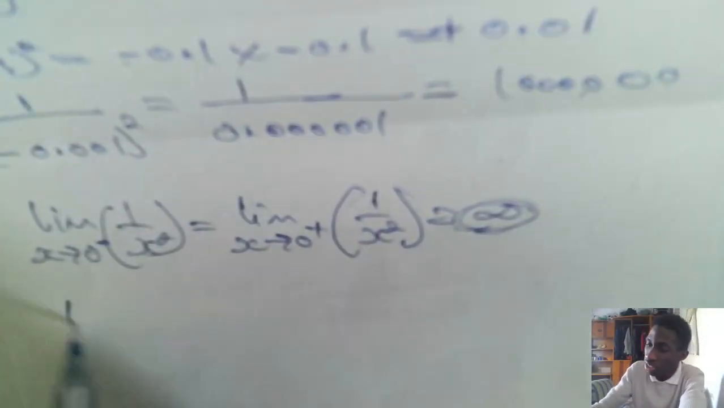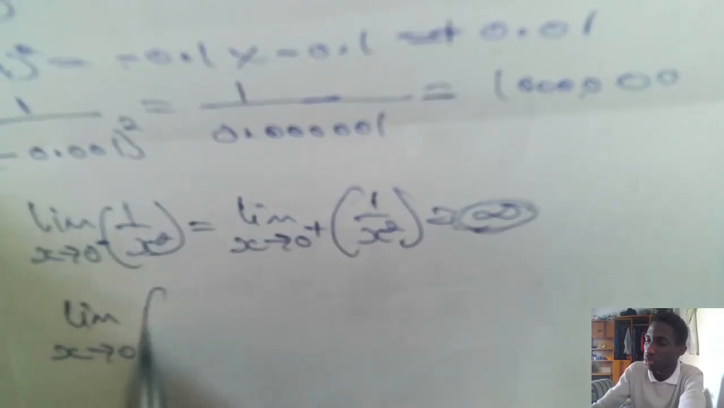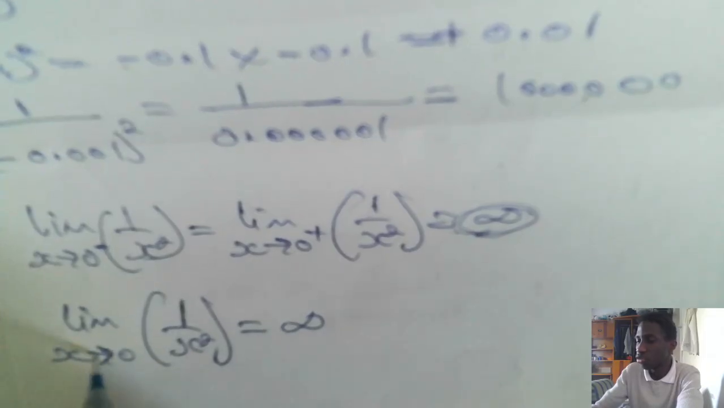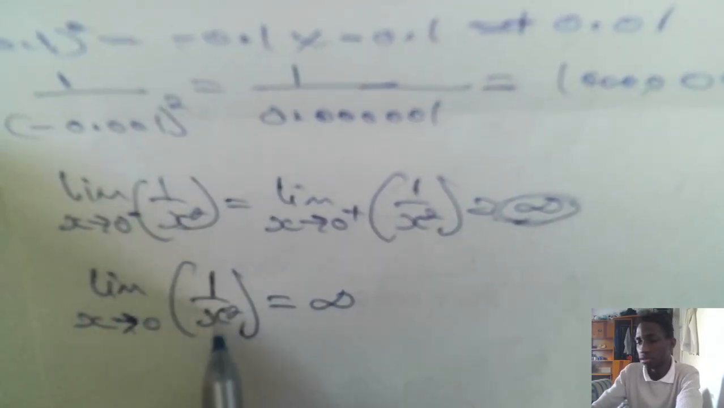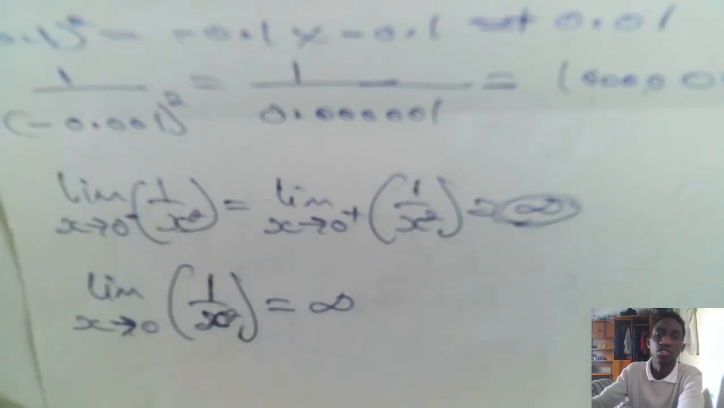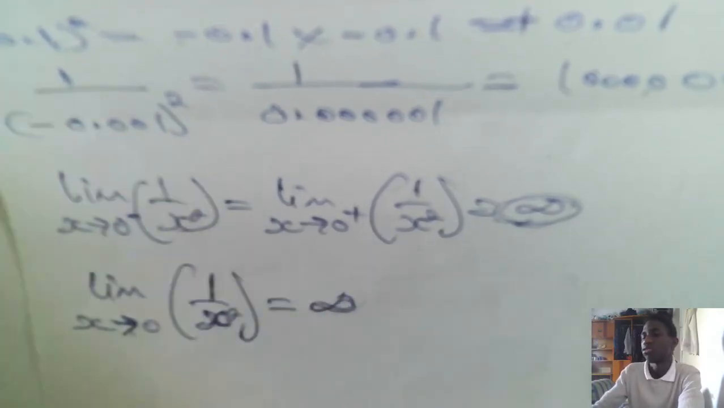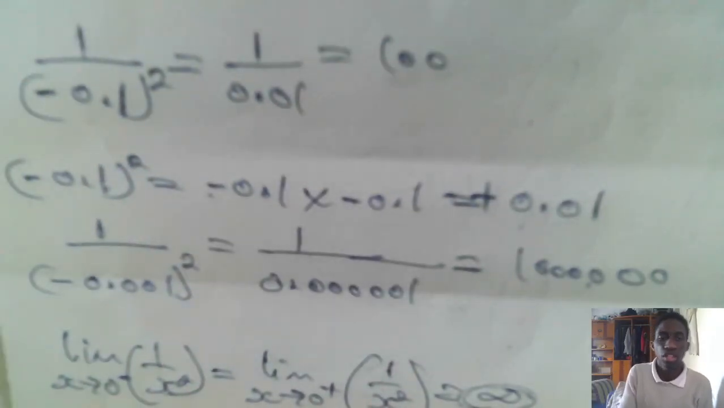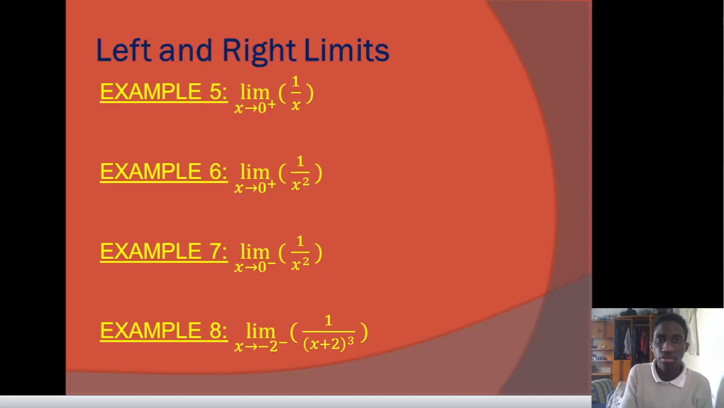So we can actually now say that the limit as x approaches 0 of 1 over x squared is equal to infinity. We could not say anything for 1 over x because we had positive infinity for the right side and negative infinity for the left side. But for 1 over x squared, we can say yes, it's infinity, because both left and right give infinity. So the ultimate result there is infinity. Now we move on to another example.